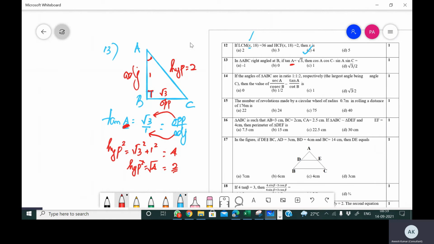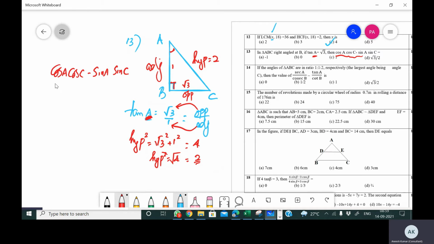You have to find cos A into cos C minus sin A into sin C. This is the thing you have to find out. Cos A. Cos means adjacent by hypotenuse. The reference angle is A. According to the reference angle A, cos means adjacent by hypotenuse. The adjacent of reference angle A is 1, hypotenuse is 2.